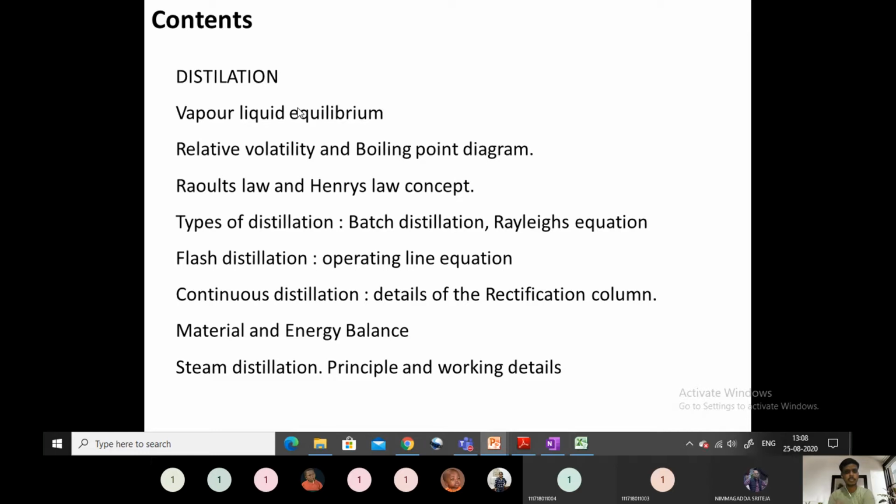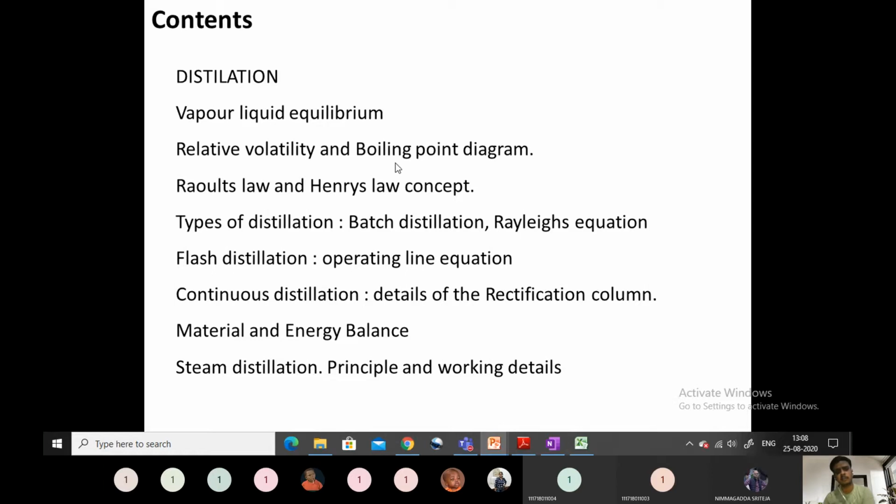By definition, volatility is a system property, particularly a compound property, by which we can easily evaporate, or easily convert the liquid component to the vapor component. How easily a liquid component converts to vapor is nothing but volatility. But when there is more than one component in a system, how one component's volatility influences the other component's volatility is known as relative volatility.